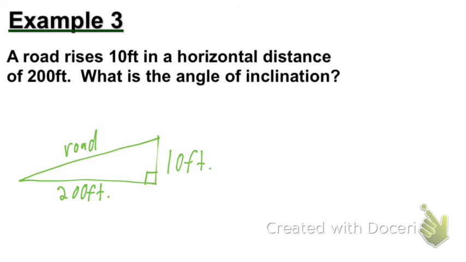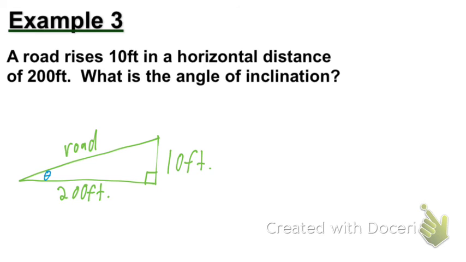Which of the other two angles would be the inclination angle, or the angle of inclination? Between the road and the 200 feet. So this bottom left angle is the angle we're looking for. That's our x, or theta, if you will. Theta, remember, is our x for angles often. It's an O with a line through it. So we want to know that angle.